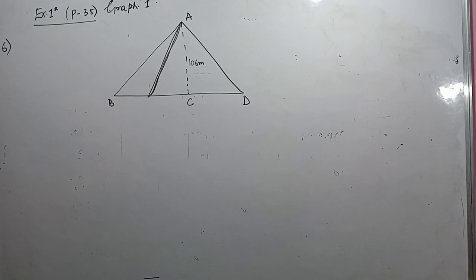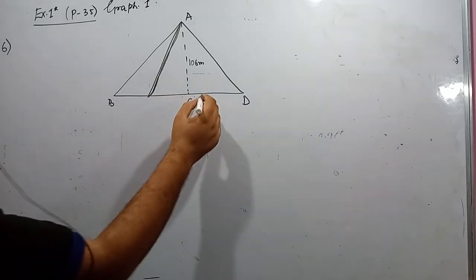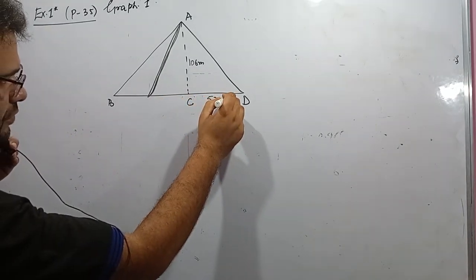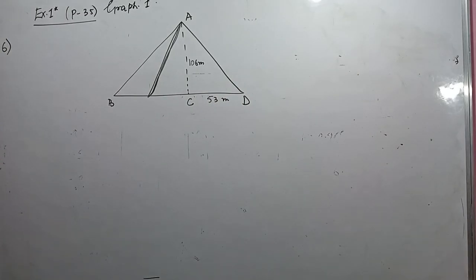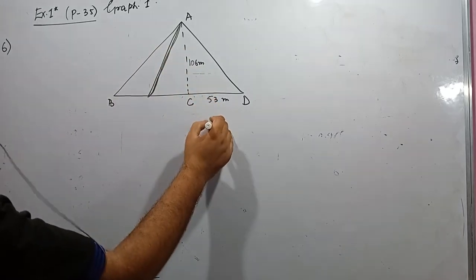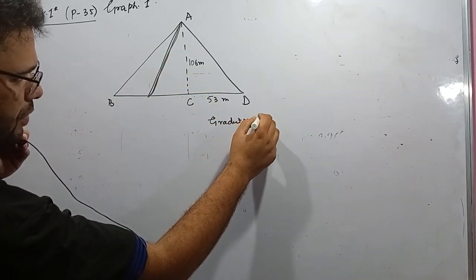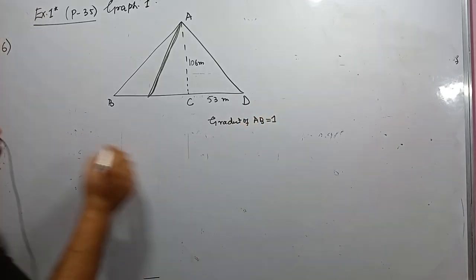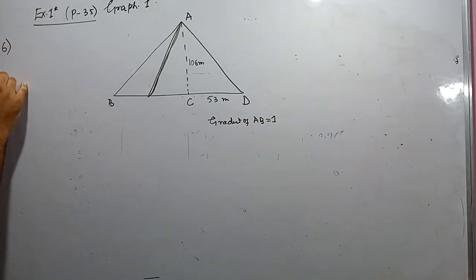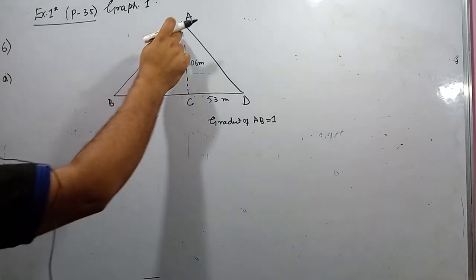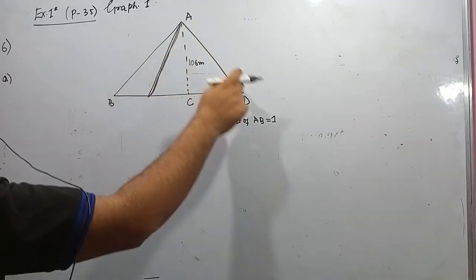C is vertically below A. The gradient of AB is 1 and CD is 53 meter. The CD, it is 53 meter, and gradient of AB is 1. It's given. The first part of the question is to find the gradient of AD. We need to find the gradient of AD.